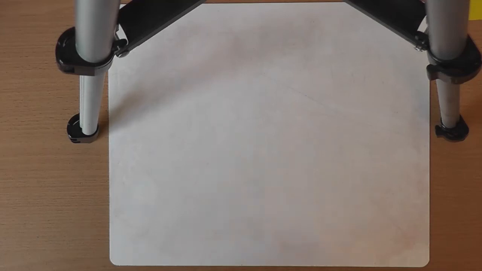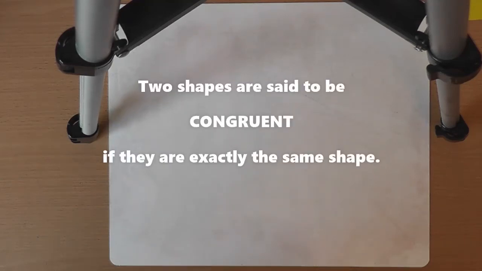Two shapes are said to be congruent if they are exactly the same shape. As in, if you look at two shapes, you can pick one of them up and you can place it exactly over the top of the other one.